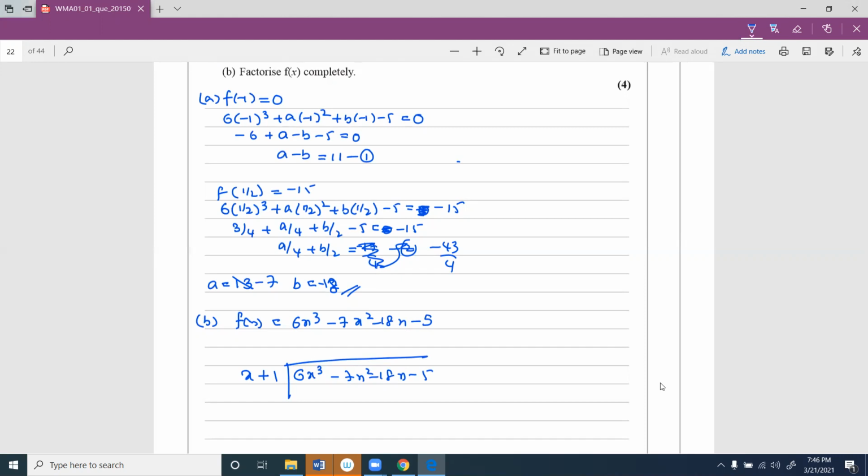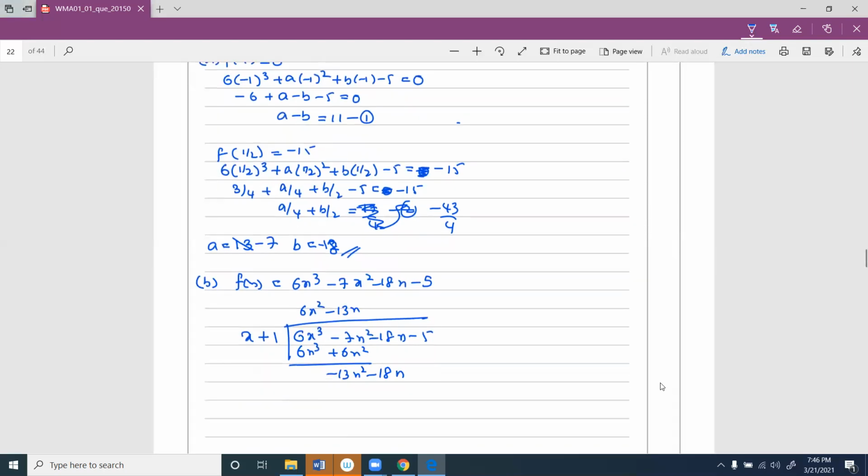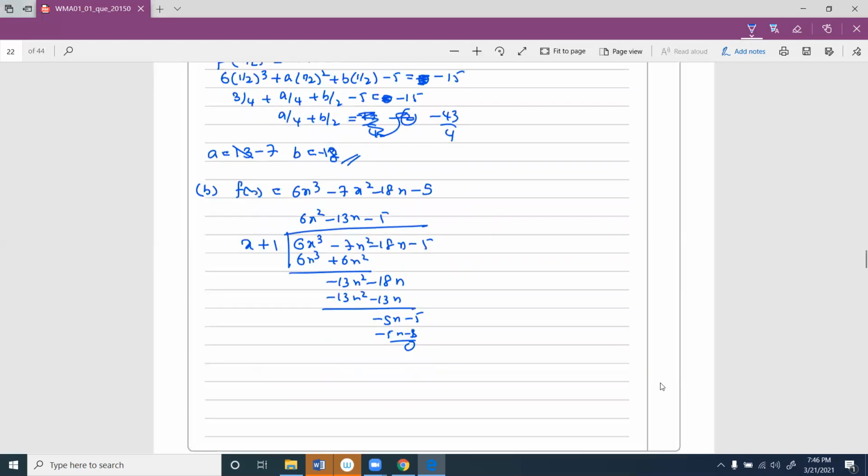See how many x terms for x cubed: it is 6x squared. If you expand it, 6x cubed plus 6x squared. If you subtract, it turns out to be minus 13x squared. Take the next term down, it's minus 13x. Minus 13x squared minus 13x. It turns out to be minus 5x minus 5. Minus 5x minus 5, the answer is 0. Now you can see f(x) is factorized into two factors: f(x) equals x plus 1 into 6x squared minus 13x minus 5.